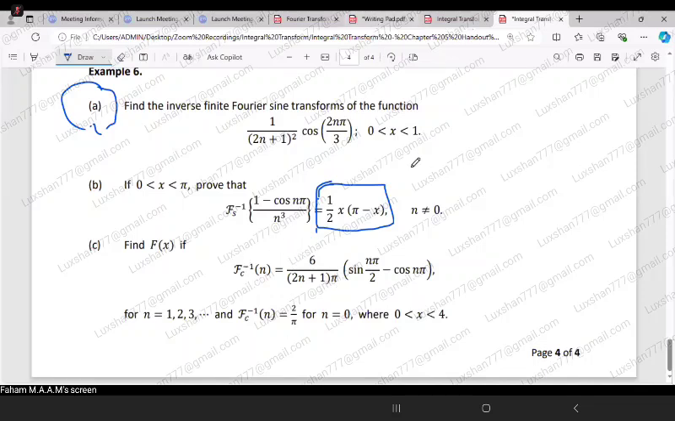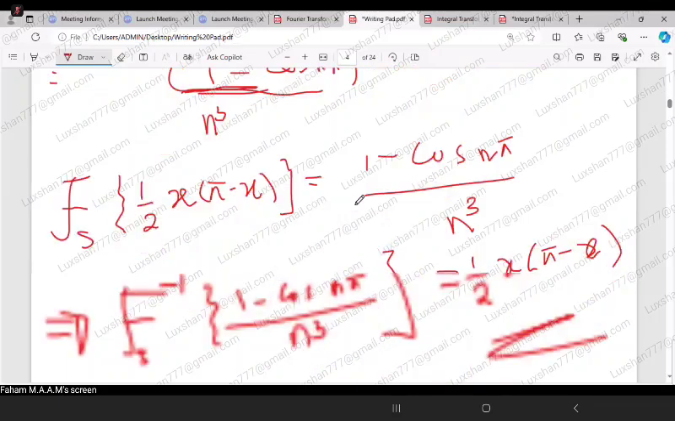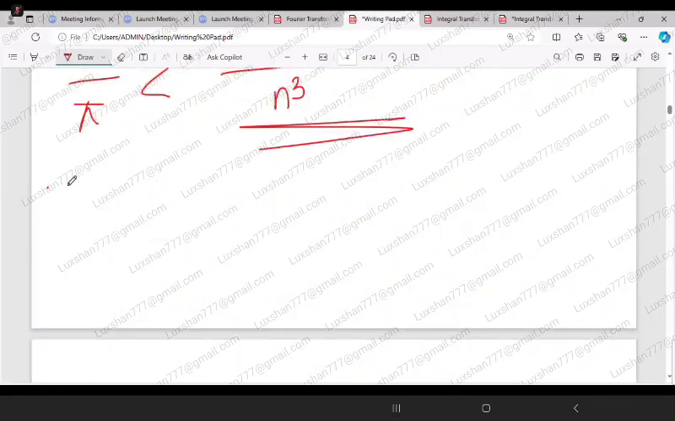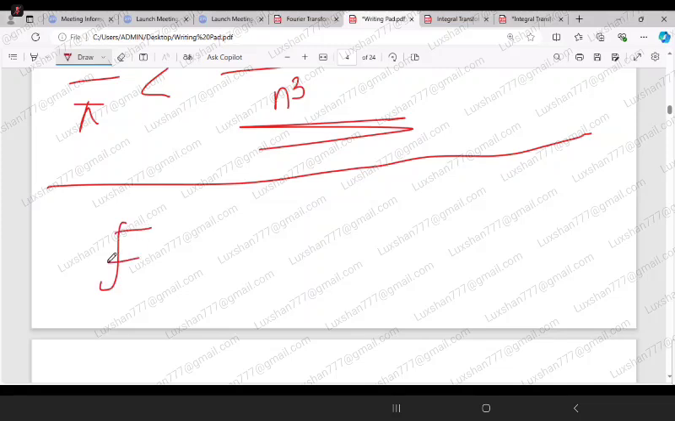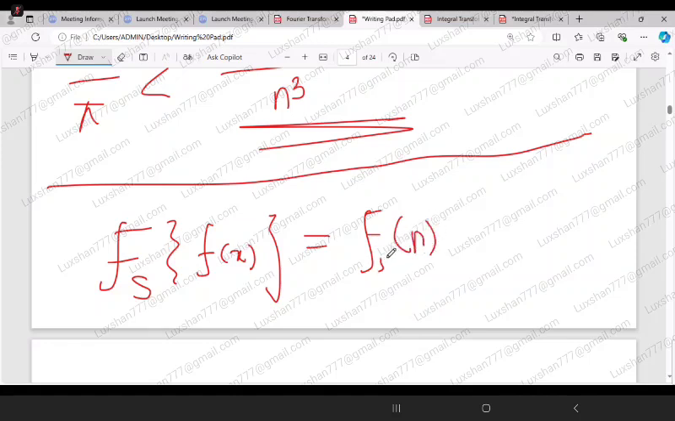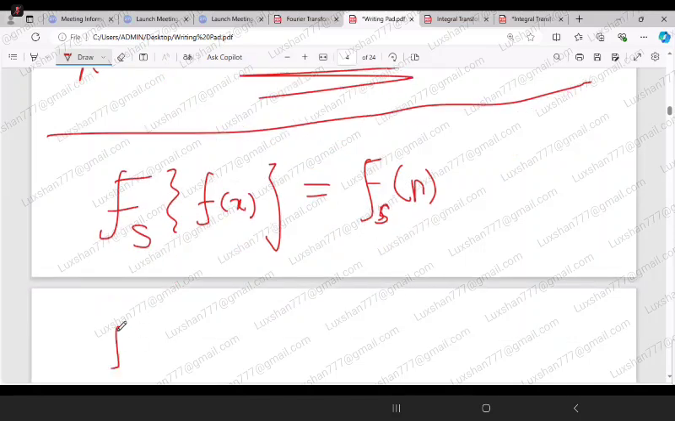Sometimes I want to tell you, in some books, the finite sine transform of a function f(x) is written this way. Sometimes they write it simply this way, and the inverse they will write like this. So they are just notations. Don't get confused with anything. All these are the same thing. Don't worry about that.